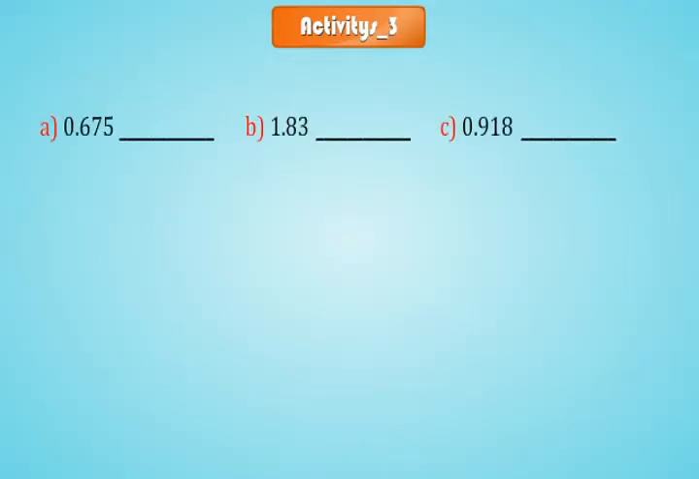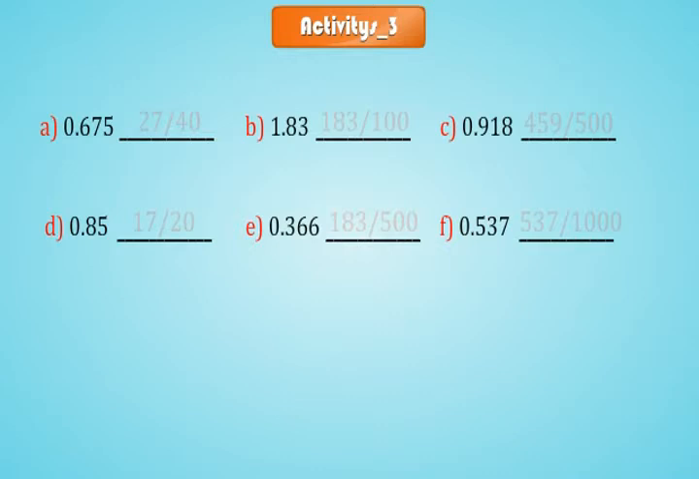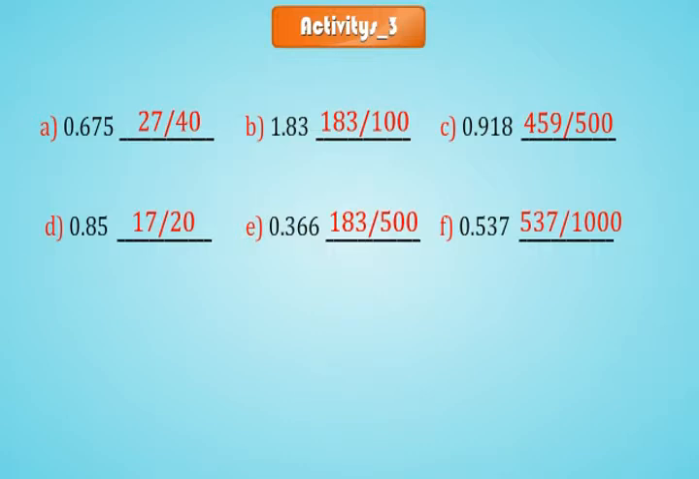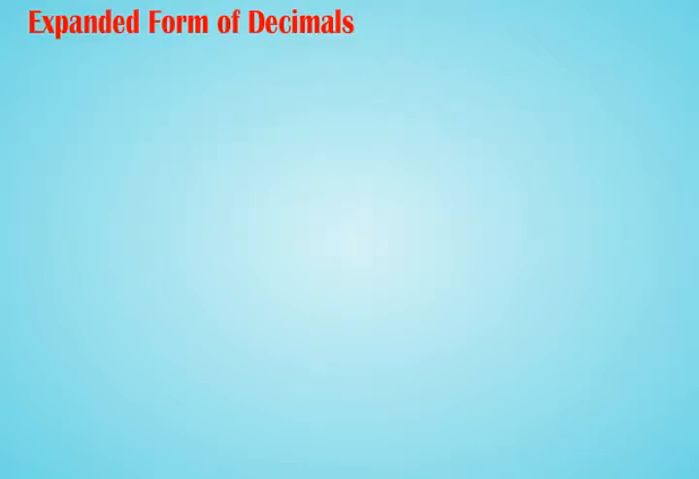Activity 3. A. 0.675. B. 1.83. C. 0.912. D. 0.85. E. 0.366. F. 0.537. Expanded form of decimals.